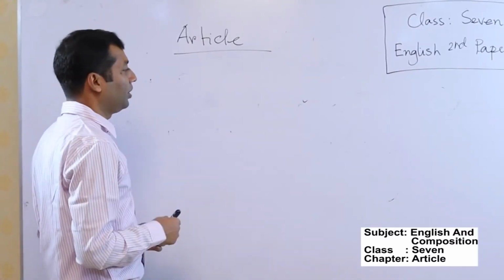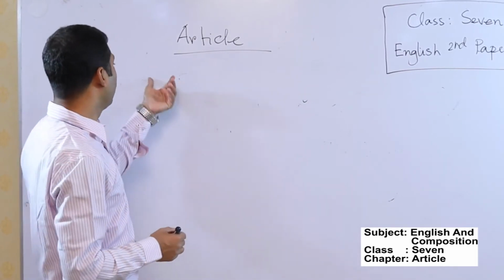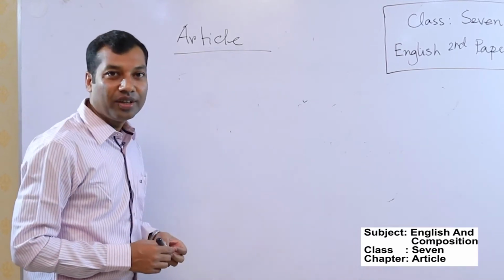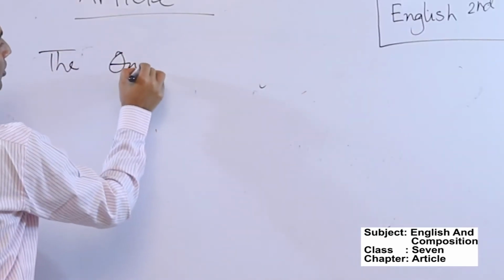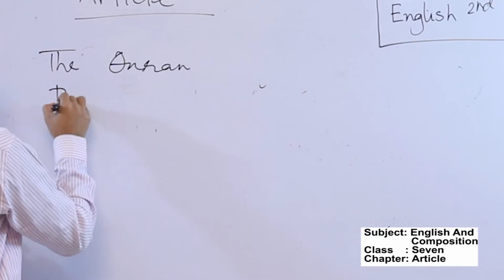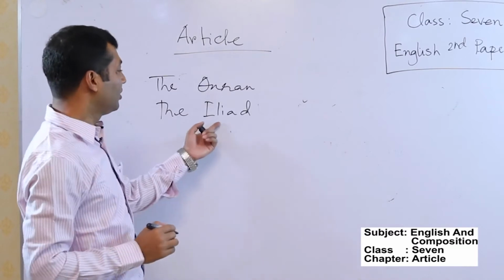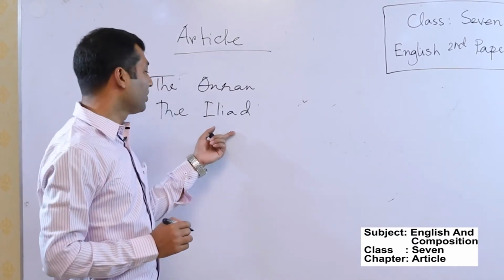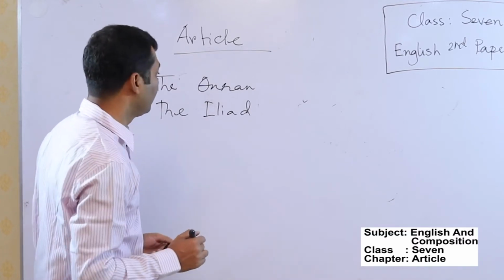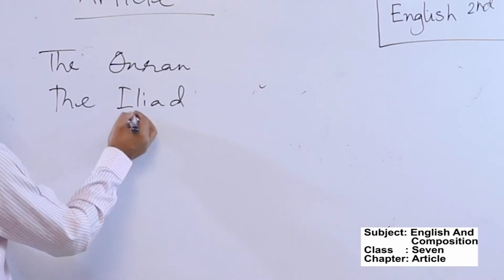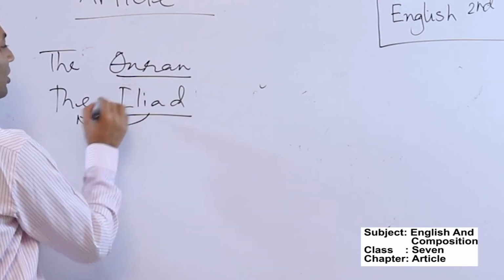You know that if you see a famous book or a holy book, you need to use the article "the" before them. For example, the Quran, the Iliad. The Iliad is a famous book written by a famous Greek writer, Homer. So, if you use the name of a famous book, you need to use the article before them.